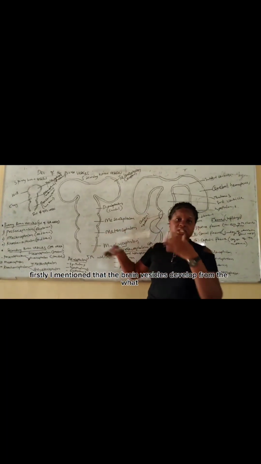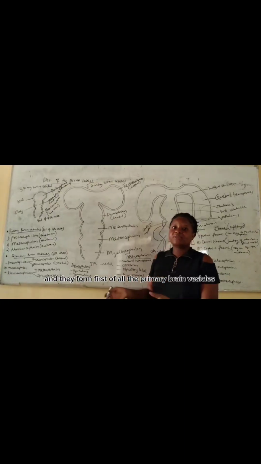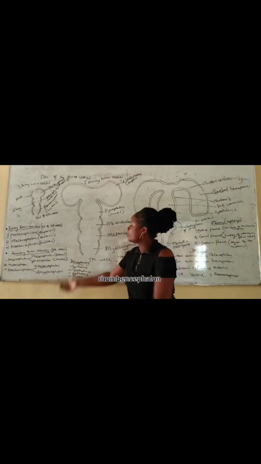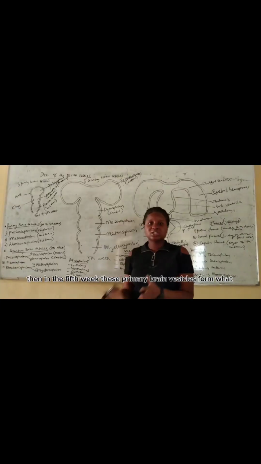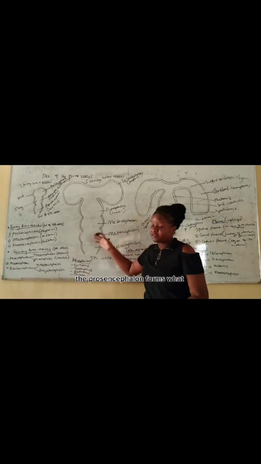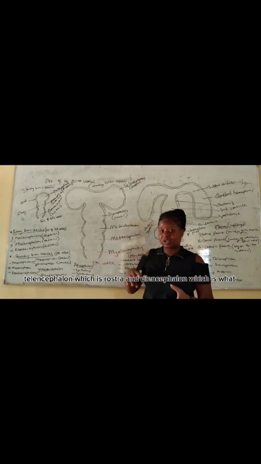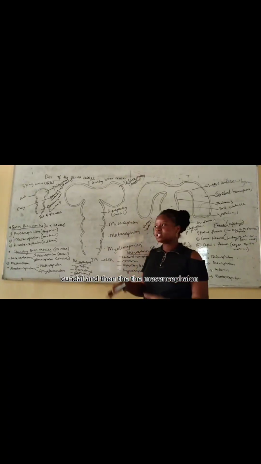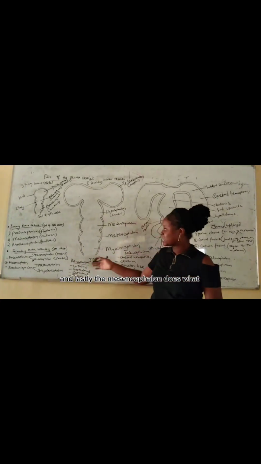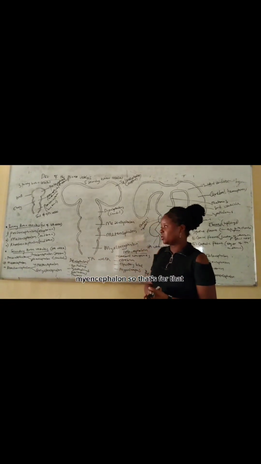Firstly, I mentioned that the brain vesicles develop from the cranial end of the neural tube, and they form first of all the primary brain vesicles, which are the Prosencephalon, the Mesencephalon, and the Rhombencephalon. Then in the 5th week, these primary brain vesicles form the 5 secondary brain vesicles. The Prosencephalon forms the Telencephalon, which is rostral, and the Diencephalon, which is caudal. And then the Mesencephalon remains, doesn't undergo any development. And lastly, the Rhombencephalon divides into the Metencephalon and Myelencephalon. So that's for that.